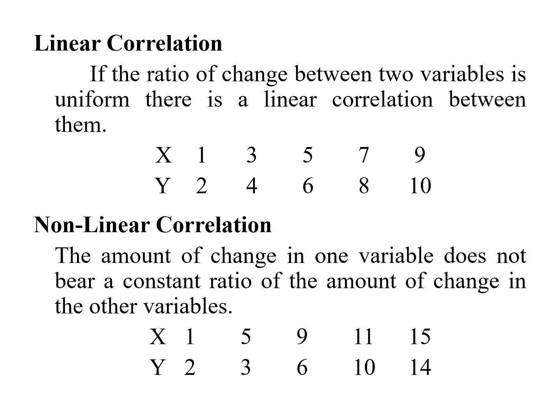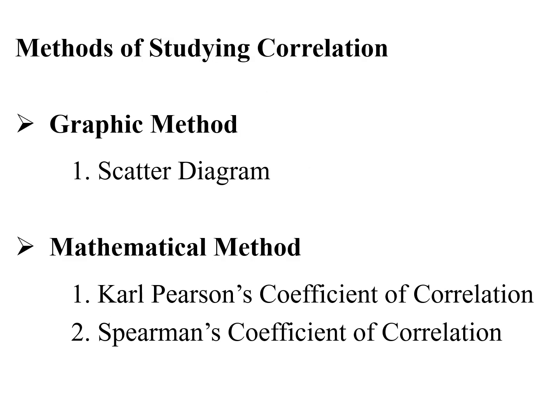There are four types of correlation: positive and negative, simple and multiple, total and partial, then linear and non-linear correlation. So next one, methods of studying correlation. There are two methods, the graphic method and the mathematical method. In the graphic method, we use a scatter diagram to find the correlation. In the mathematical method, we use a formula to find the correlation coefficient between the variables. We use Pearson's coefficient of correlation and Spearman's coefficient of correlation. Let's see one by one.